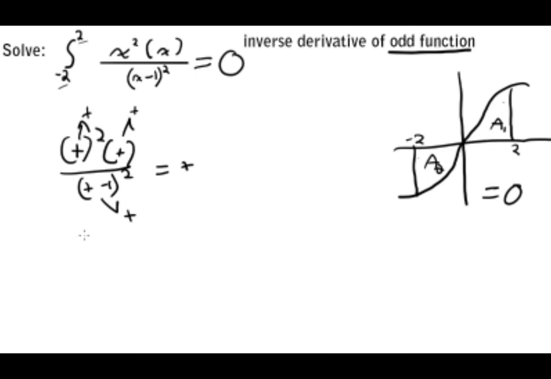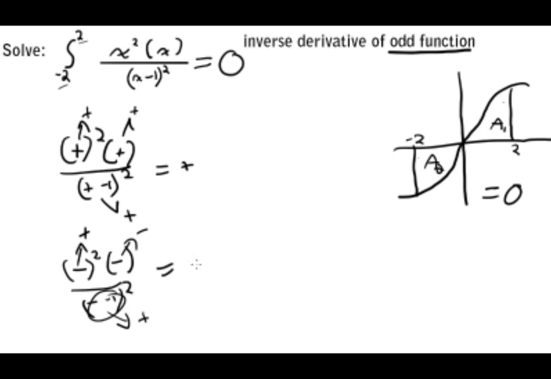Now, if we do the same thing, except we put in negative numbers, negative squared times a negative over a negative minus 1 squared. This is going to give a positive, this is going to give a negative, this is going to give a positive. So, positive divided by positive times a negative is going to give you negative.